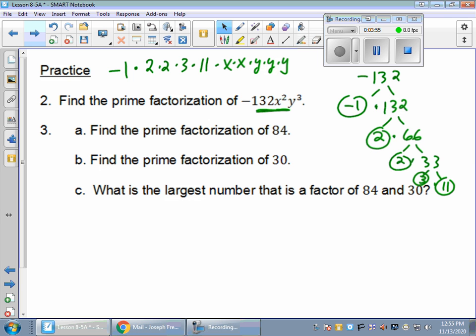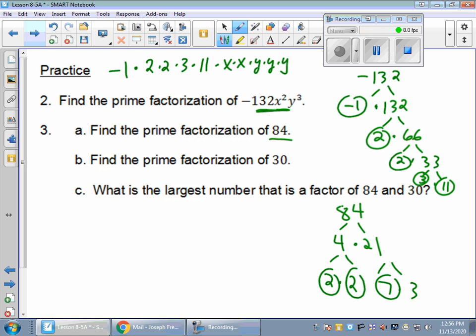So now we want to go to what is the prime factorization here of 84, and then I'm going to do 30. So let me go with 84 over here. Again, you can break it down however you want. What's easy for me is 4 and 21. Are either of these prime numbers? Nope, they are not. So I have to break down 4 to 2 times 2. I have to break down 21, 7 times 3. And now I have my prime factorization. So I know that 84 is 2 times 2 times 3 times 7. Next, I want to break down the number 30.